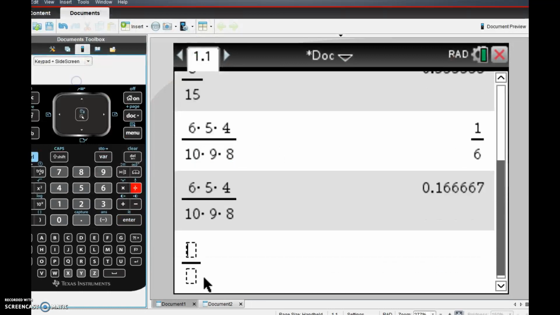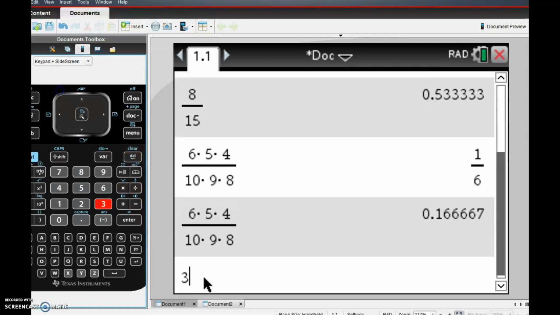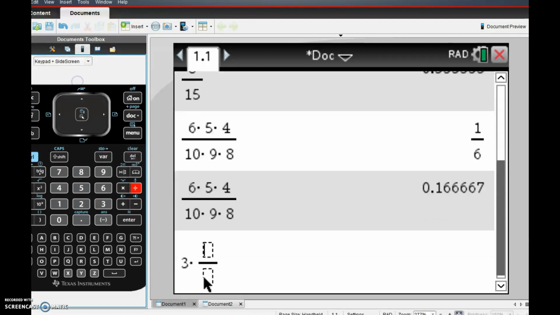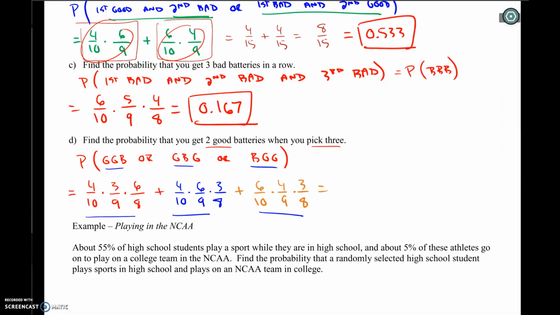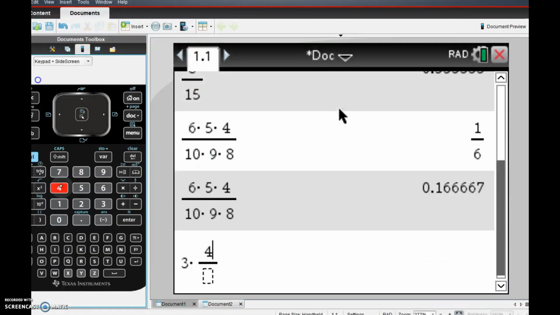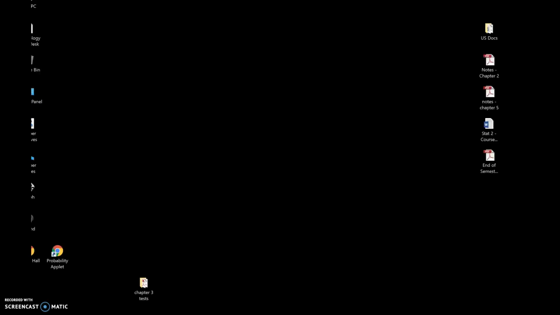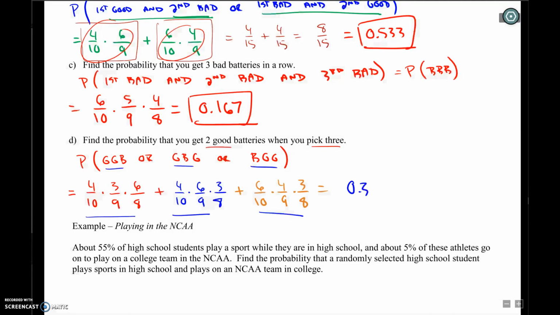3 times. So on the top, I'm going to go 4, 3, 6, and then 10, 9, 8. Control Enter. 30%. All that for just a measly 30%. So there's a 30% chance that I'll get 2 good batteries and 1 bad.